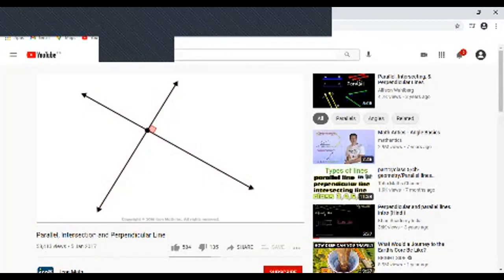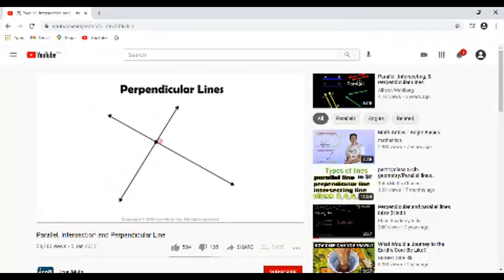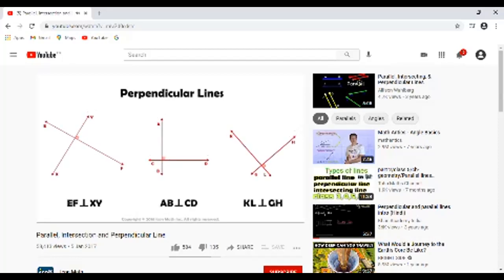We can double check by using our model angle. In this case, we call the intersecting lines perpendicular lines, and we use this symbol to say that line EF is perpendicular to line XY. Look at these intersecting lines. All of them form right angles. Therefore, all of them are perpendicular lines.